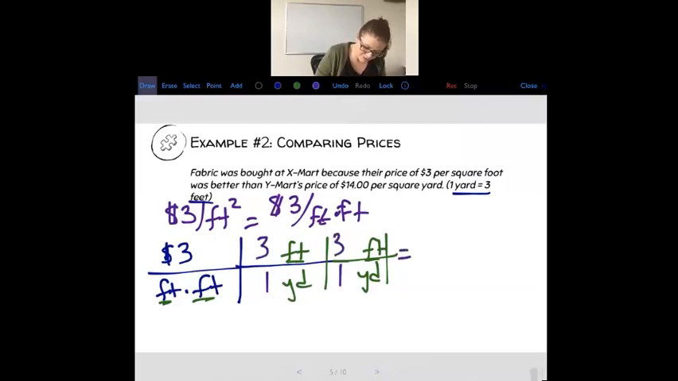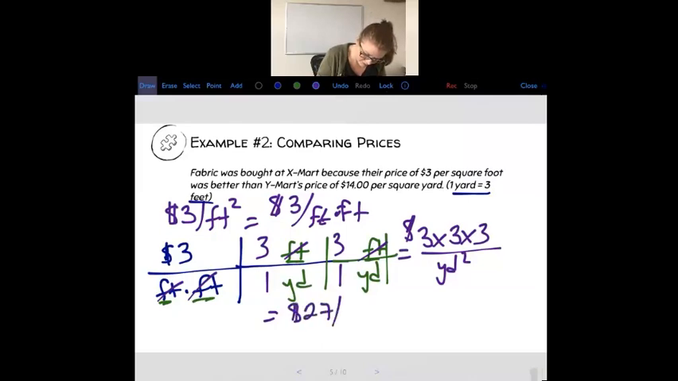So in this case, we would multiply 3 times 3 times 3. We'd be left with dollars because our feet are going to cancel. Both of them have to cancel. And then on the bottom, we're going to be left with square yards. So this turns out to be $27 per square yard. Okay, so now we're able to discuss which store has the better price on fabric, and in this case it would be Y Mart at $14 per square yard.